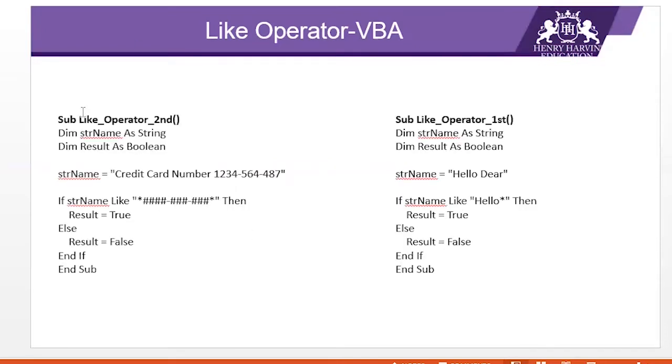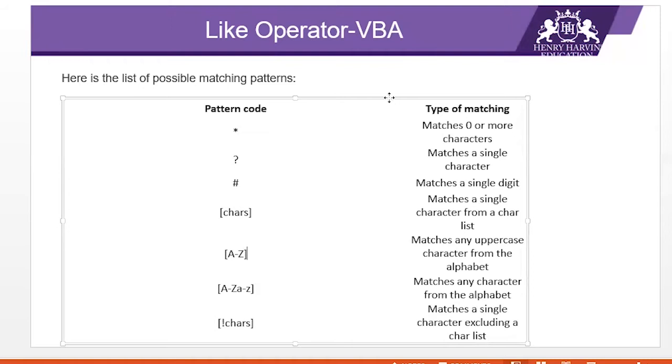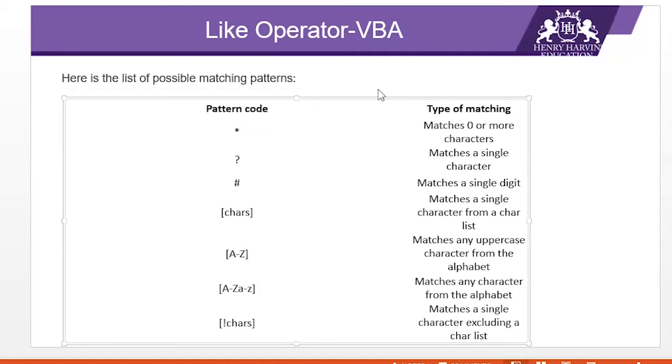Now look at these examples where we have a credit card number, and this is the pattern. So the result will be yes or true. And look at the first example where the string is hello dear, and what we are telling here is that hello is followed by some characters. So we are looking for hello, maybe the string starts with hello. This is the interpretation we have to do. I hope guys you got some idea about how to use the Like operator in VBA coding.